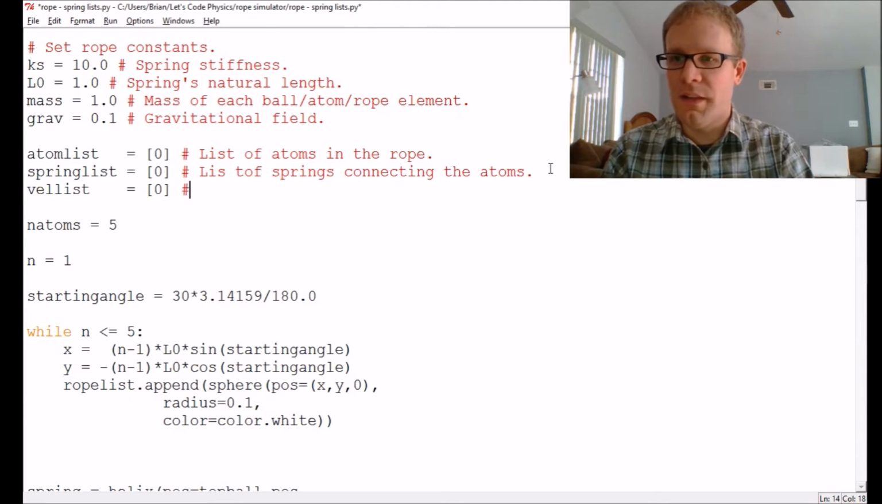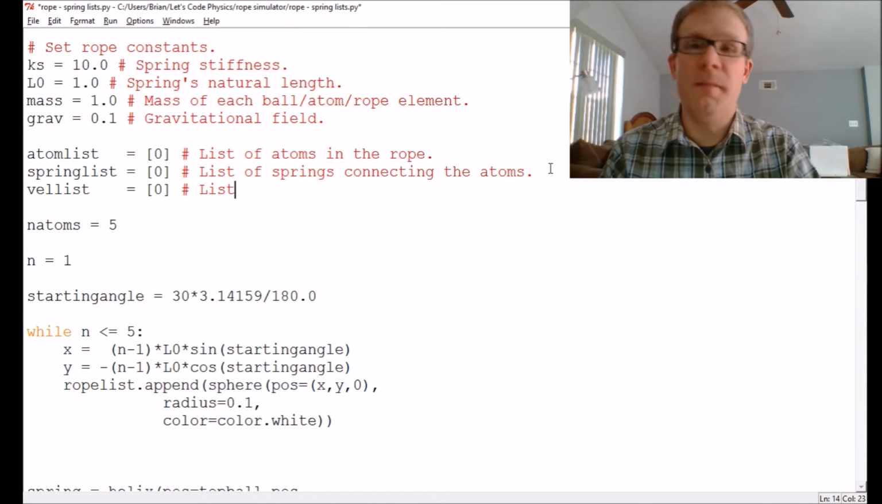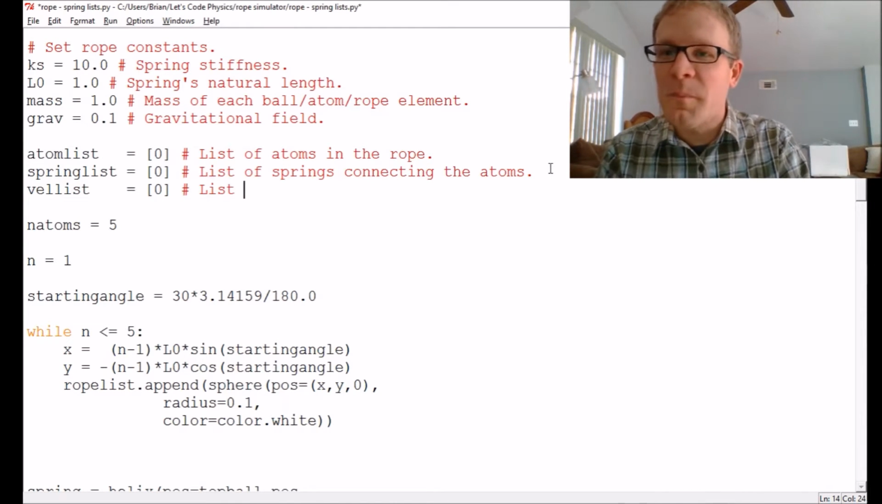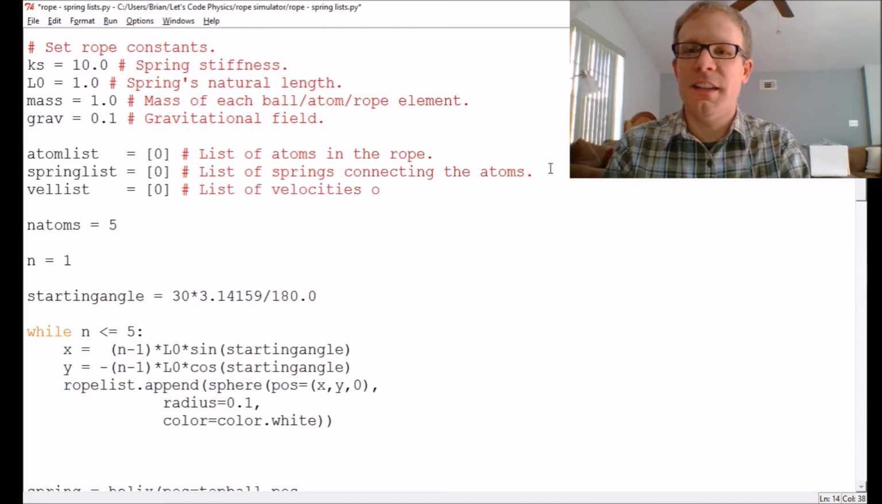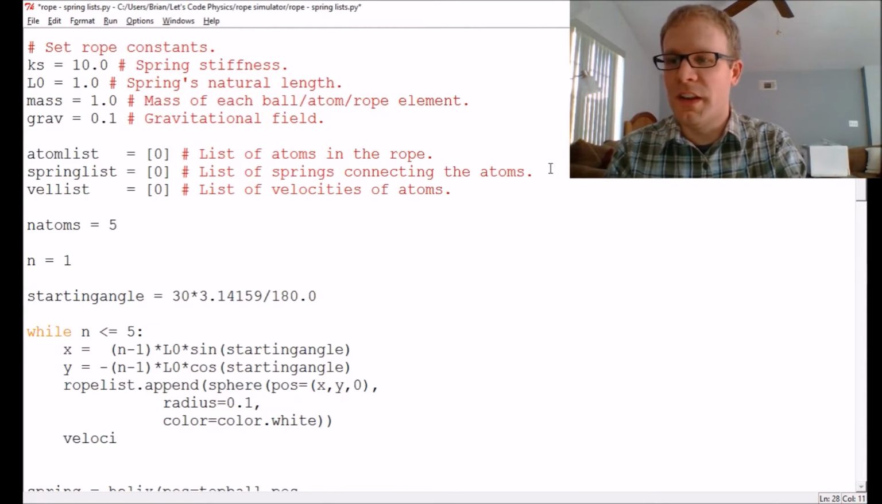And so that'll be the list, not listoff. Liz Toff, I'm sorry to have inadvertently written your name there. List of velocities of atoms. There we go. And we'll have them all start at 0 just for now. We'll change that a little bit later as we try a different scenario.